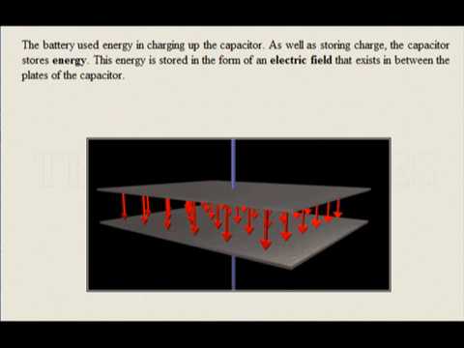The battery used energy in charging up the capacitor. As well as storing charge, the capacitor stores energy. This energy is stored in the form of an electric field that exists in between the plates of the capacitor.